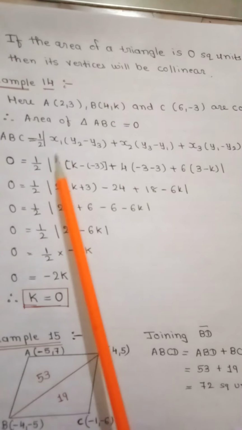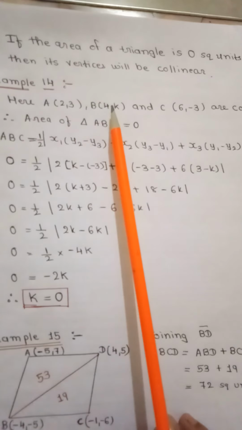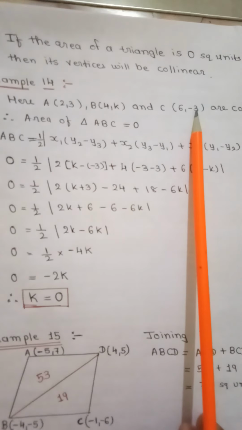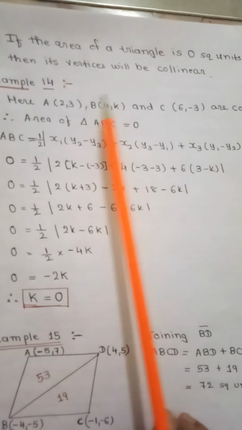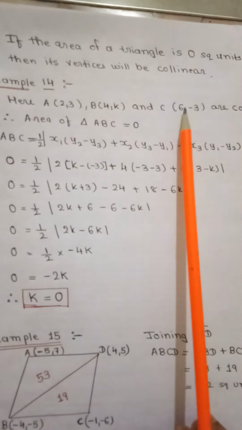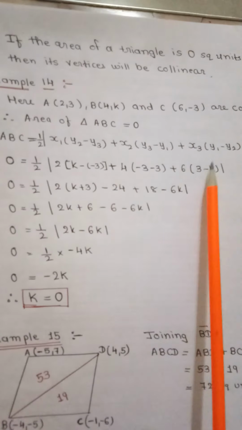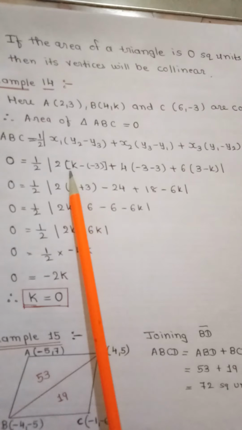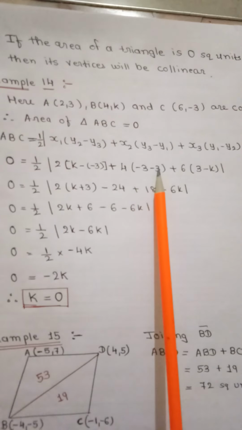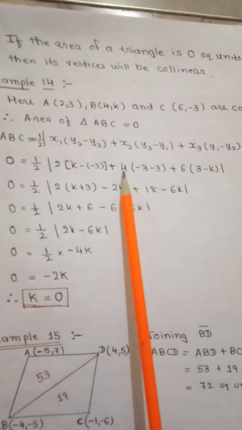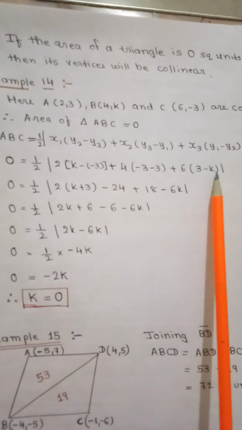So 0 is equal to half into x1. x1 is 2, so 2 into (k minus 3), plus 4 into (minus 3), and plus 6 into (3 minus k). Now 2 as it is, k negative, positive 3. 4 into negative 3 is negative 12, wait, as said, 4 times 6 are negative 24. Then 6 into (3 minus k).